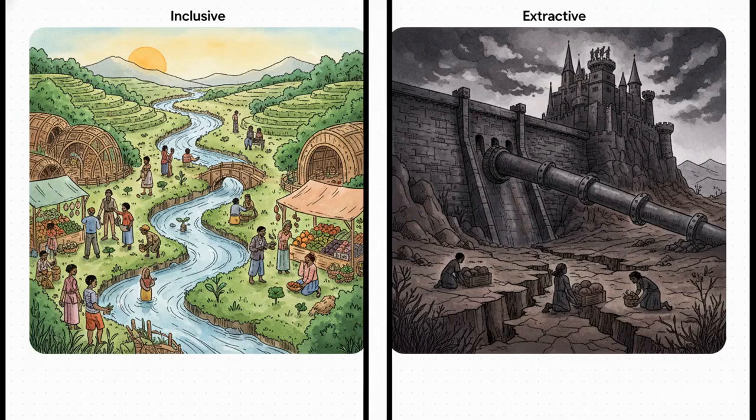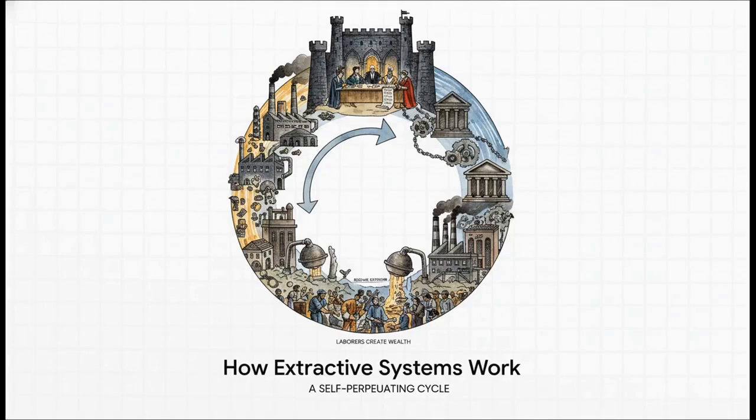Their whole purpose is to do the opposite, to take wealth from the majority and funnel it up to a small, powerful elite. And here's the kicker. These two things feed each other. You have extractive political institutions, where a small group holds all the power, and what do they do? They create extractive economic institutions that make them rich. And that new wealth just helps them tighten their grip on political power. It's a vicious cycle that just reinforces itself over and over again.